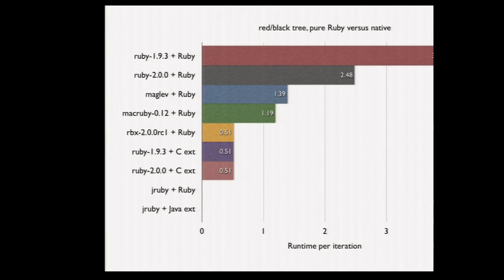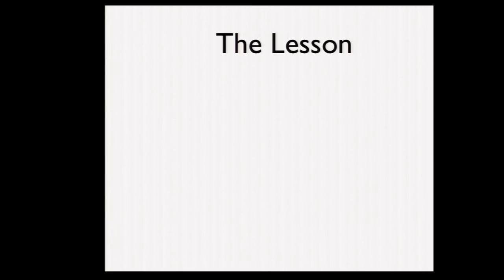Now, the fun part here is JRuby running the pure Ruby version. Almost twice as fast as Ruby 2.0 or Ruby 2.0 with the C extension, or Rubinius with the Ruby version. And then, of course, with the Java extension, it boils down to much less. We're actually doing considerably better because the VM is able to optimize not just the Ruby code, but the Java code the exact same way. So what's the lesson that we learned from this, other than that JRuby's awesome?